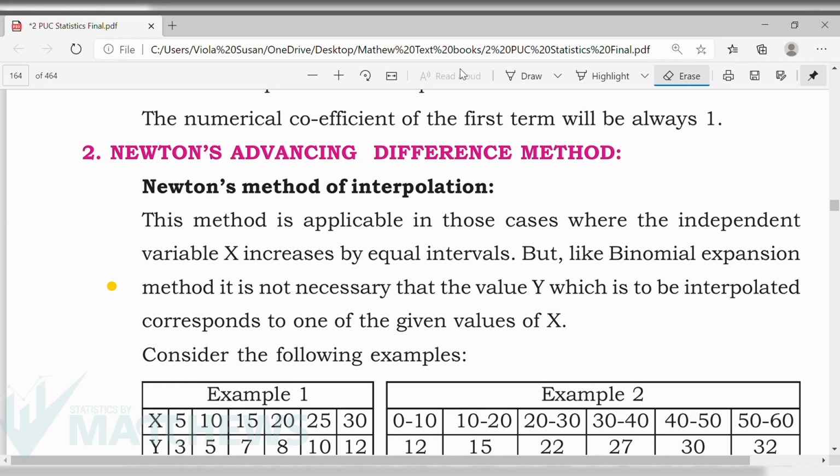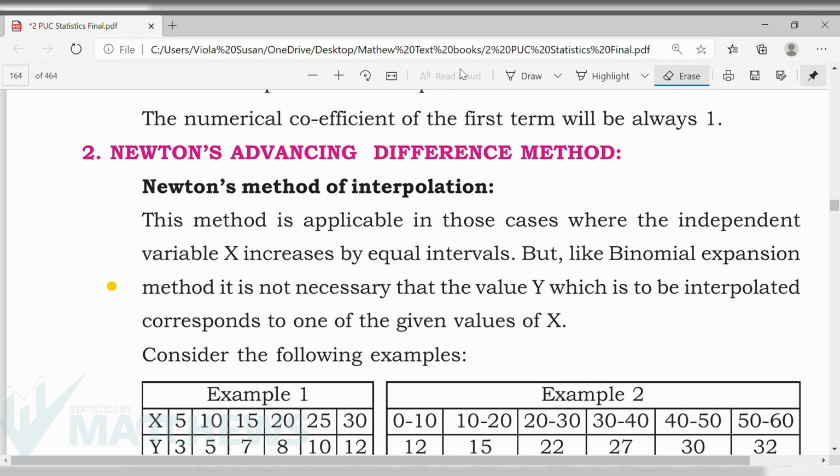There, one condition was mentioned clearly, students: the condition regarding when to use this binomial expansion method. The first condition they said is that the values of x, that is, the independent values, should be in arithmetic progression. And the value of y which is to be interpolated should correspond to one of the values of x, they said. Then only the binomial expansion can be found.